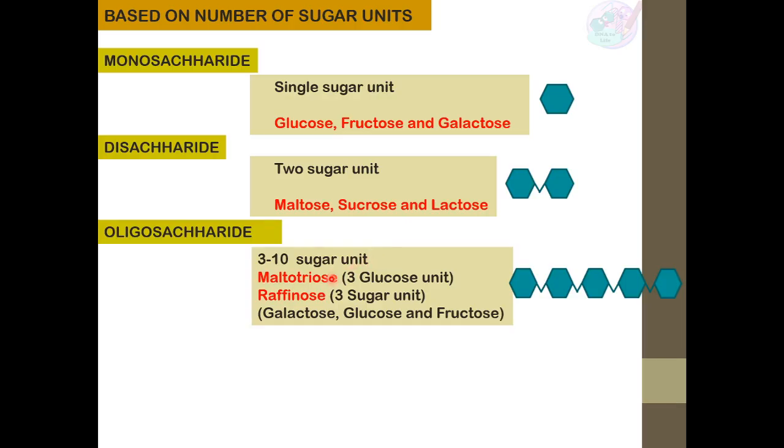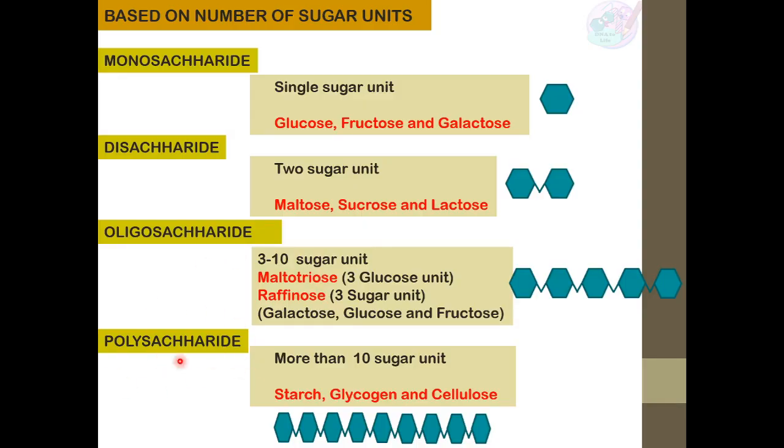Examples are maltotriose, which is made up of 3 glucose units, and raffinose, which is made up of 3 different sugar units: one galactose, one glucose and one fructose. These 3 together combine to form raffinose. So maltotriose and raffinose are examples of trisaccharides. Now the last one is polysaccharides. Poly means many and saccharide means sugar. So when more than 10 sugar units combine together, they form polysaccharides, and examples are starch, glycogen and cellulose.